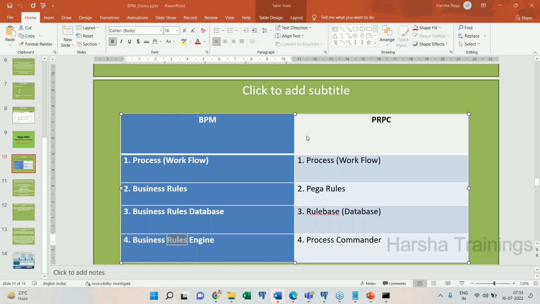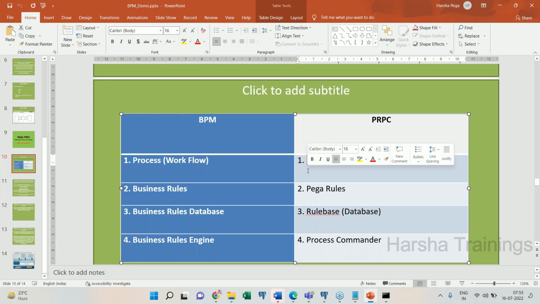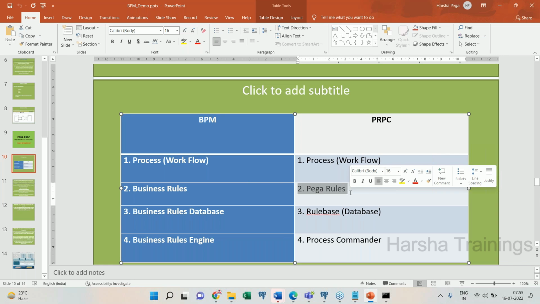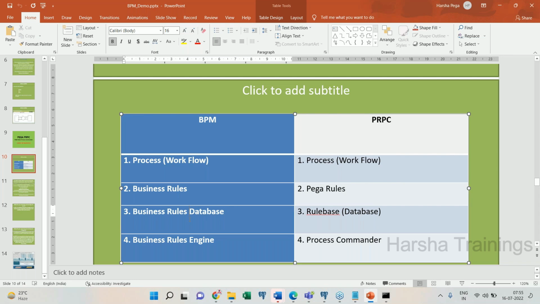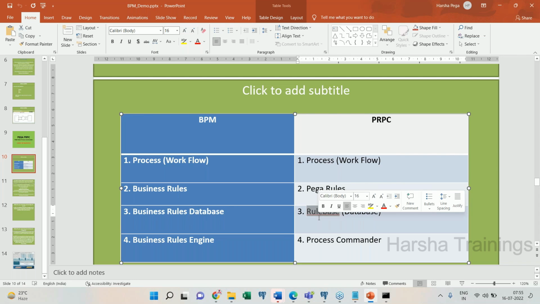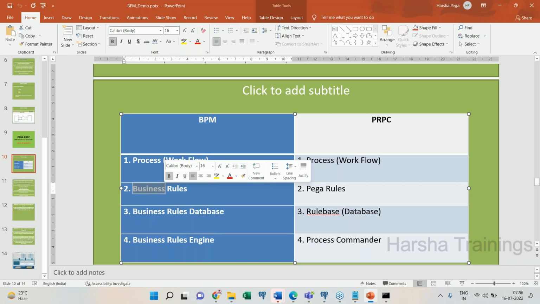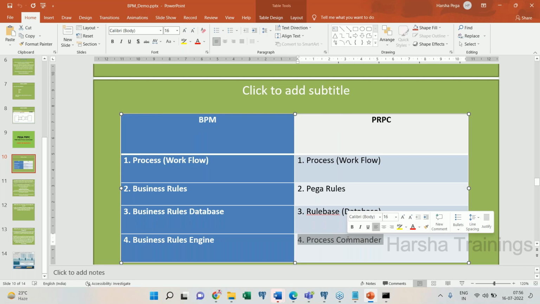Pega calls these by different terminology, but the first one, process or workflow, is called the same. Business rules, in generic BPM terminology, we call Pega rules here. The business rules database, which stores business rules, we call the rule base in Pega. Rule base stores Pega rules. And the business rules engine, which drives business rules from the database into the BPM environment, is called the process commander in Pega.